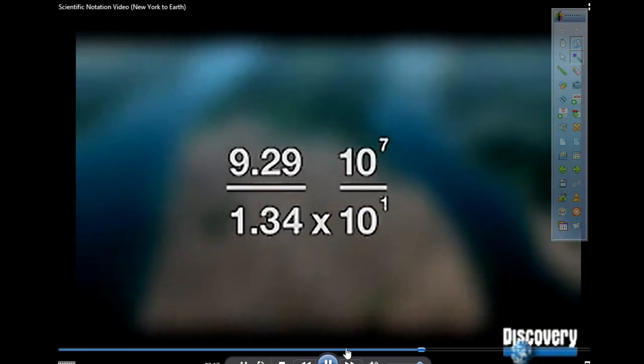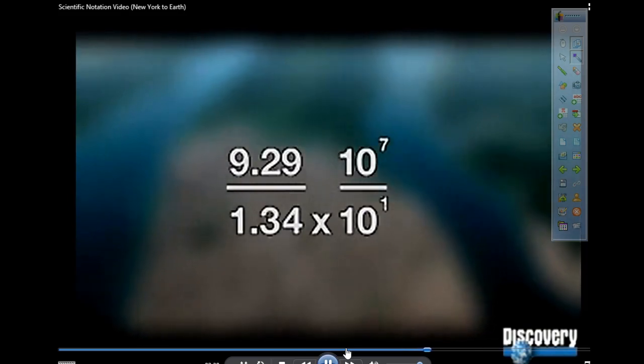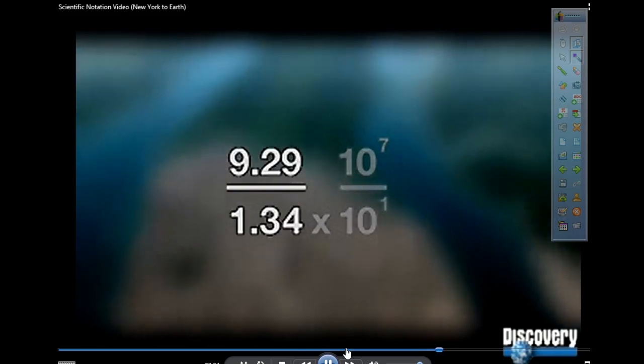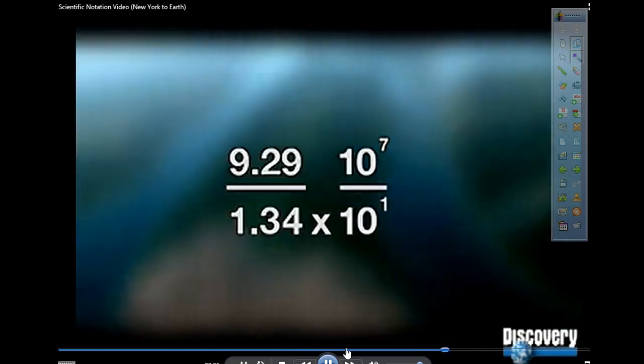This is the type of problem we'll see towards the end of the unit that'll be on the test. Break that into parts, since it's multiplying and dividing. It's the same as 9.29 divided by 1.34, all times 10 to the 7th divided by 10 to the 1st.